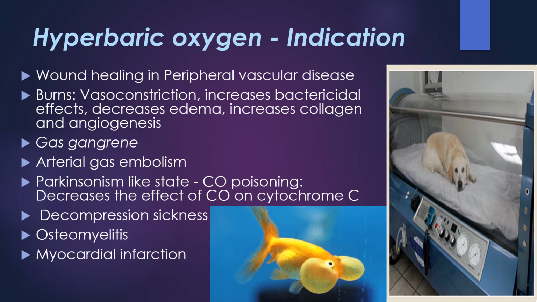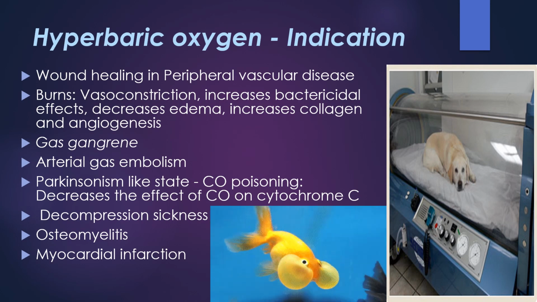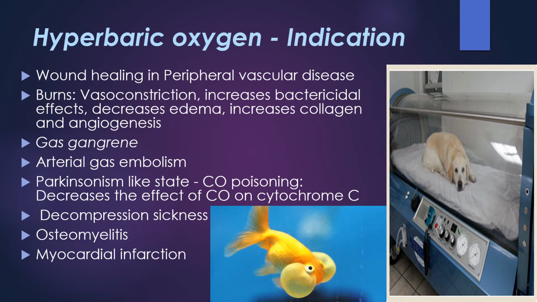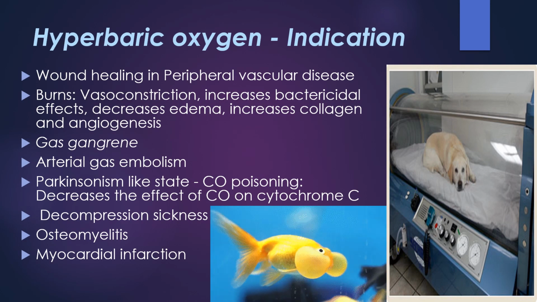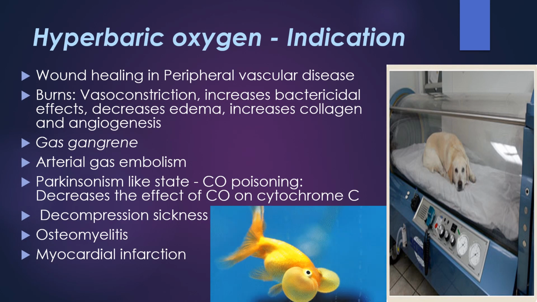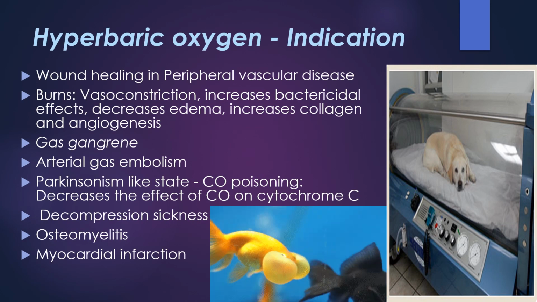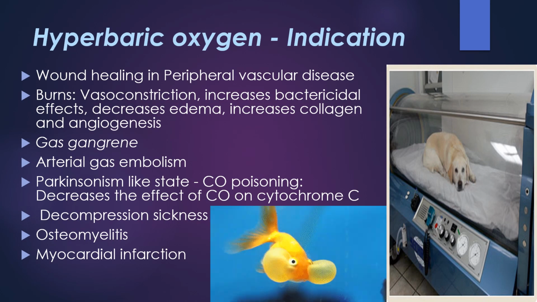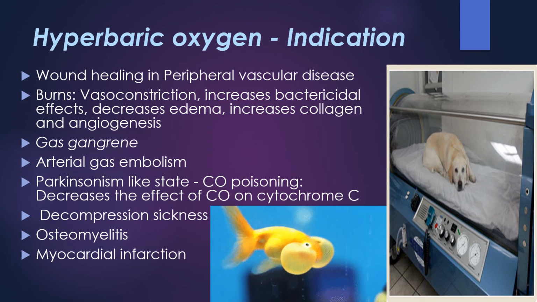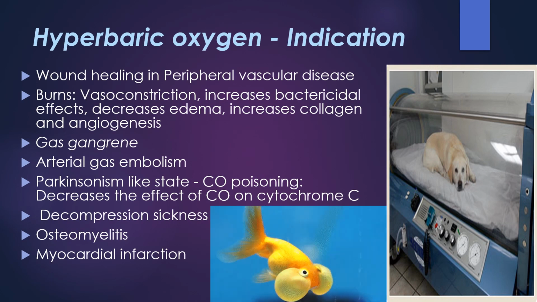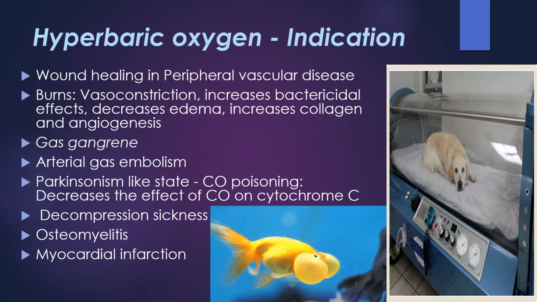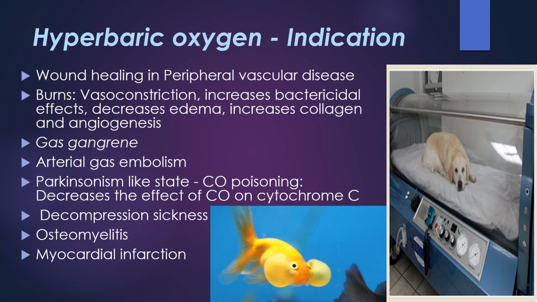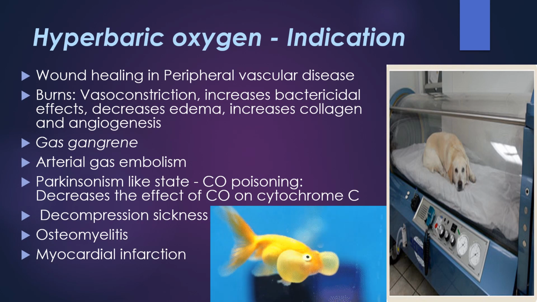and then carbon monoxide poisoning, a Parkinsonism-like state. So that decreases the effect of carbon monoxide on the cytochrome C. So for histotoxic hypoxia, this is indicated. Decompression sickness, and then osteomyelitis, and also myocardial infarction. Though this is not practiced everywhere, these are all the indications, which say to select the patients and make use of this therapy.